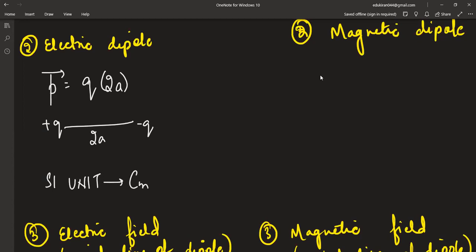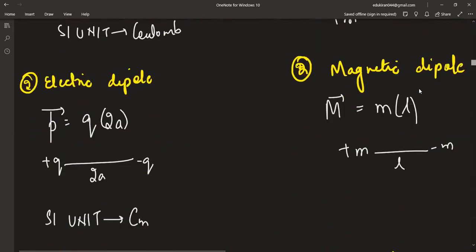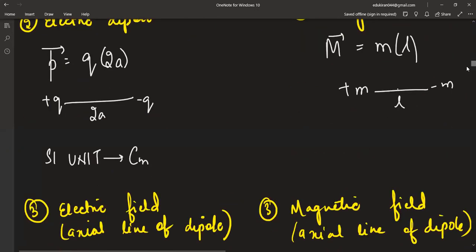So in magnetic dipole moment, here also M will be the charge, meaning magnetic strength, whatever is the strength of the magnet, multiplied by the separation. If plus M minus M exist and their separation is L, all right, here also you will write the SI unit as Tesla meters.